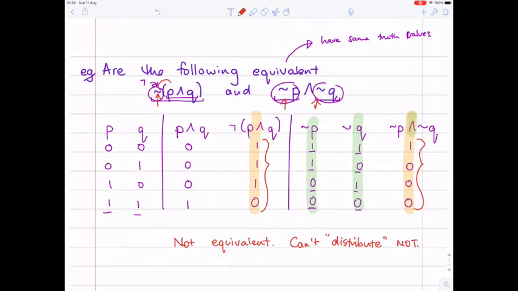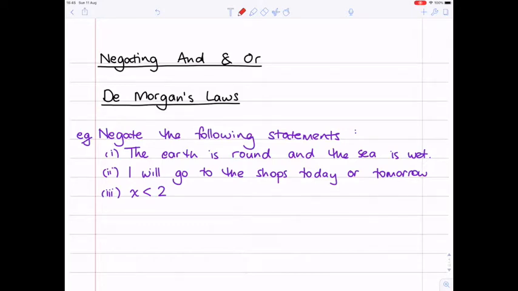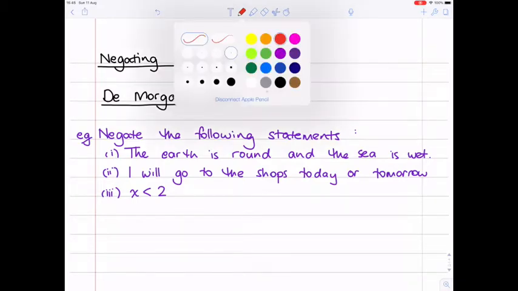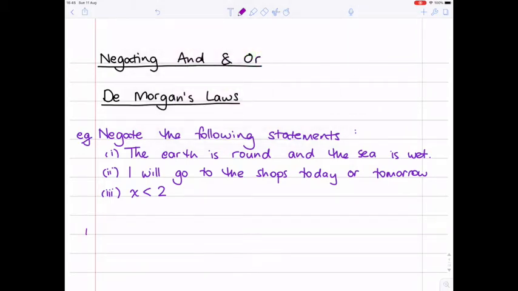Let's see if this makes sense. So we're wanting to think about what it means if we negate ands and ors. So take a moment to negate the following statements. The earth is round and the sea is wet. So if we start breaking this up, we've got the earth is round, so that's one atomic statement, and the sea is wet, that's another atomic proposition, and we're linking them with and.